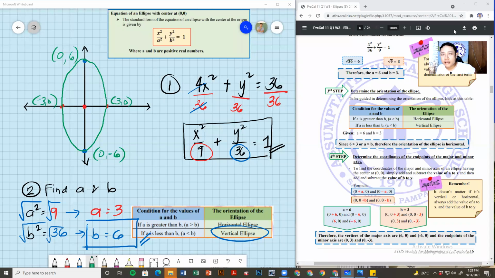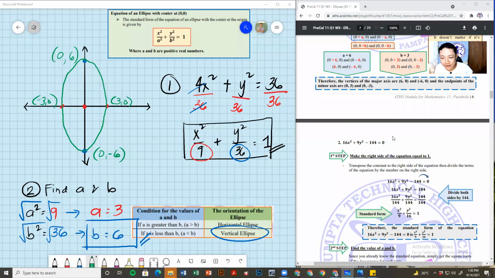What do you think is the missing part of this ellipse pa? Kulang pa. May kulang pa tayo. And that is the foci. We need to identify the foci pa. Okay? So now, to identify the foci, this is just very simple. We have our formula to use.